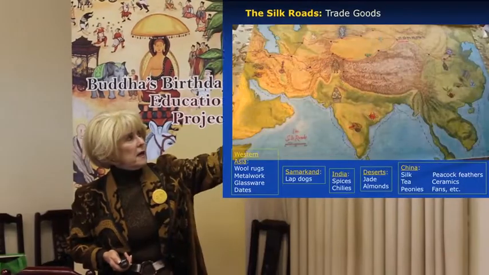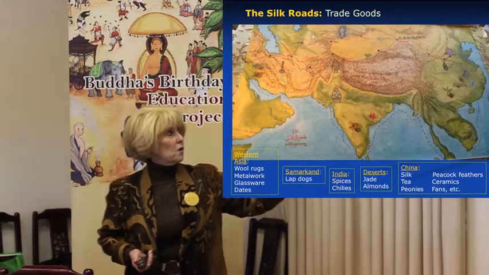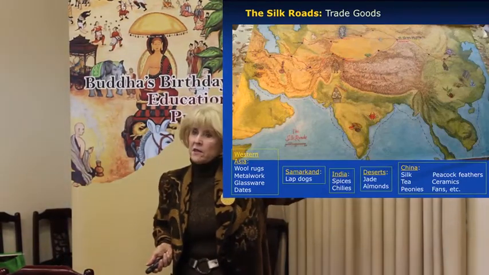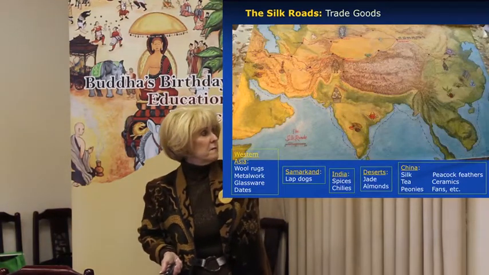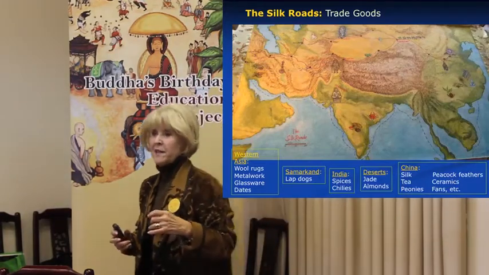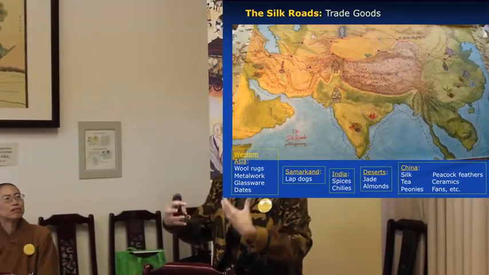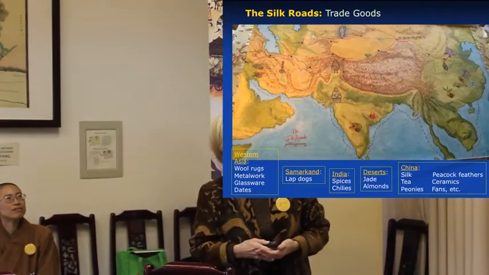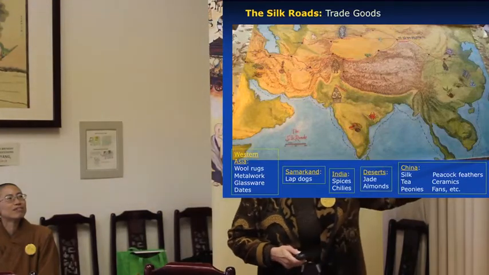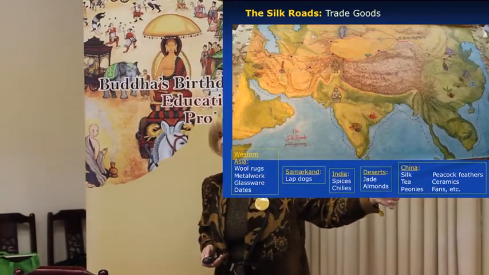Okay. Last thing about the Silk Road, I have put the trade goods on here, left to right, what was brought to China, what was taken back from China. So to the west, you know, you've got the Middle Eastern metal, glassware, dates, and so forth. In the middle, up at the top, up at Samarkand, they had these little dogs. And these were brought to China as gifts for the emperor. And a lot of times when you see emperors sitting with little dogs on their lap, they were from Samarkand. India, of course, spices, chili, and Buddhism, because not just goods were brought up the road, but philosophy and religion.